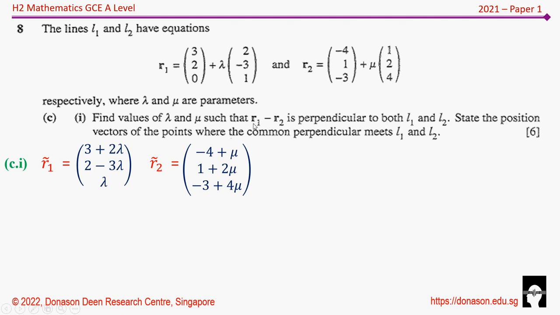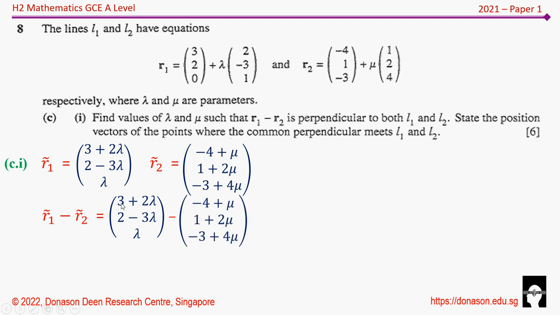Now we need to find out what is R1 minus R2, right? So this is my R1, this is my R2. So let's do the R1 minus R2. We're going to take 3 plus 2 lambda. From that, we're going to subtract minus 4 plus mu. So we know that 3 minus minus 4 is going to make it into a 7. So we're going to end up having for the i, 7 plus 2 lambda minus mu, because of the minus here, so it's going to become minus mu.